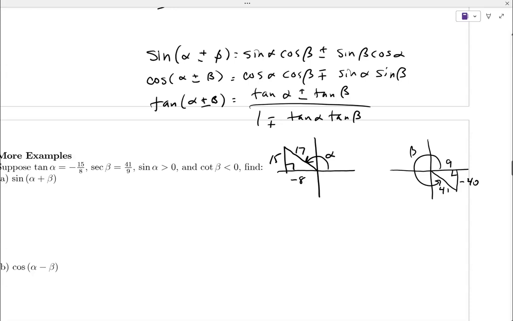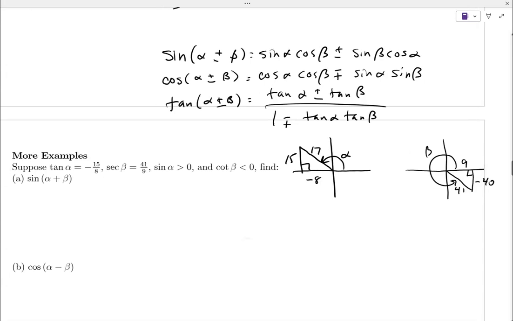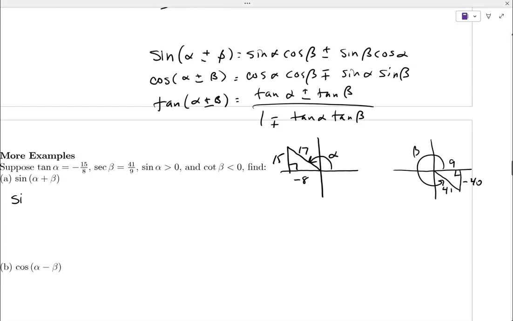All right, so this one wants sine of alpha plus beta. So using our sum formula for sine, we can rewrite this as sine of alpha cosine of beta plus sine of beta cosine of alpha. You told me a minute ago that was sine of alpha plus beta, right? And now we're just reading numbers off the reference triangles, just like we did at the beginning of the semester, right? Given the reference triangles, what is sine of alpha?